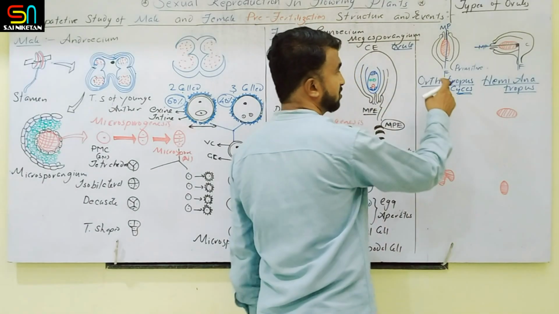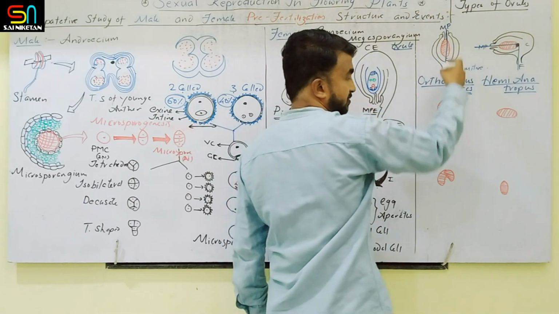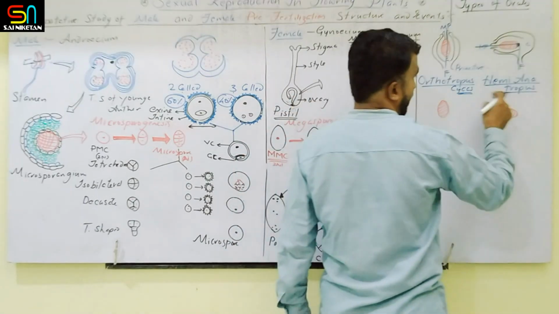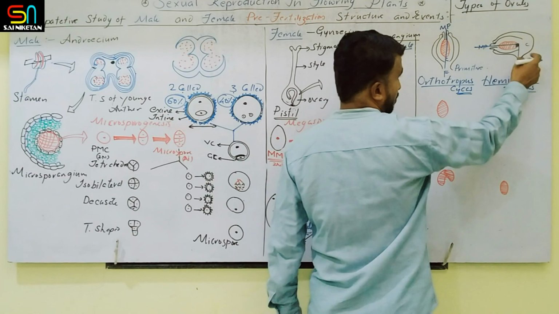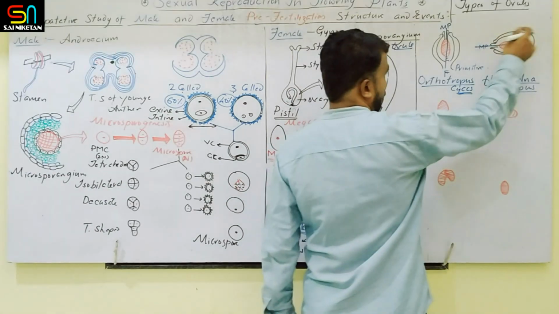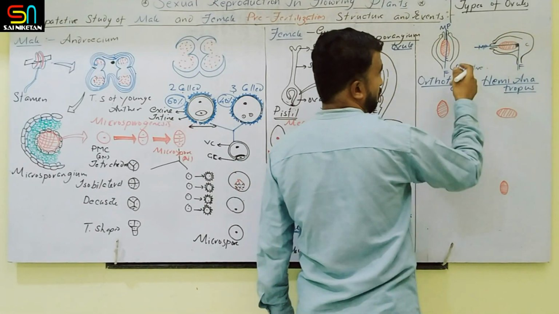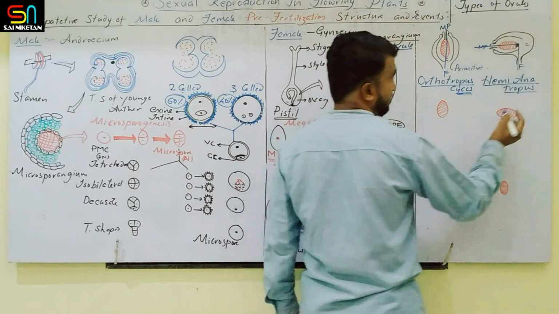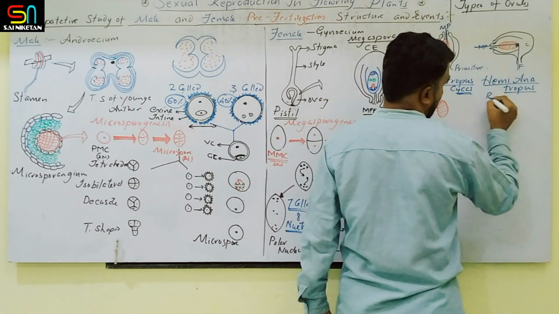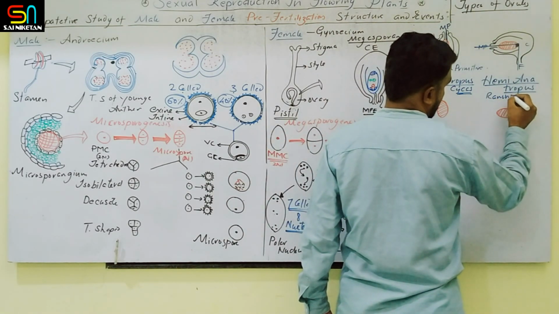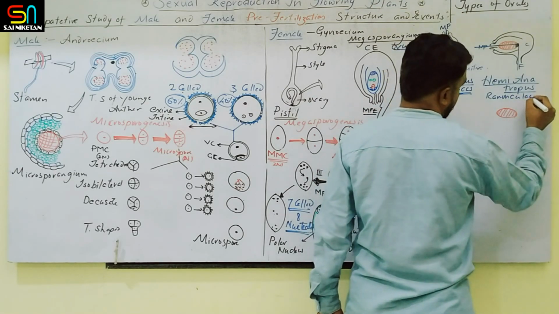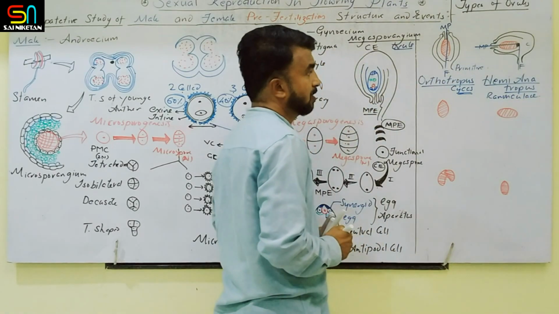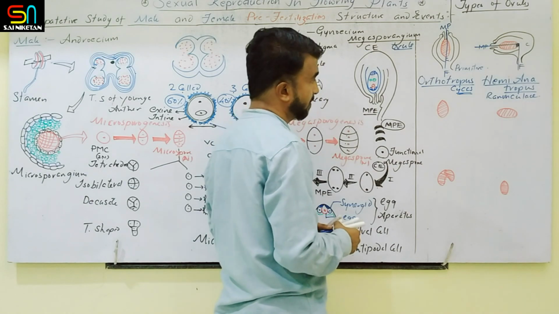Clear? So this is the orthotropous, where all three are present in a straight line. Hemianatropous means, due to the unilateral growth, 90 degrees there: micropyle, chalaza and funicle. So it is seen in the Cycas. This is seen in families like Ranunculaceae. Yes. Now, third one.